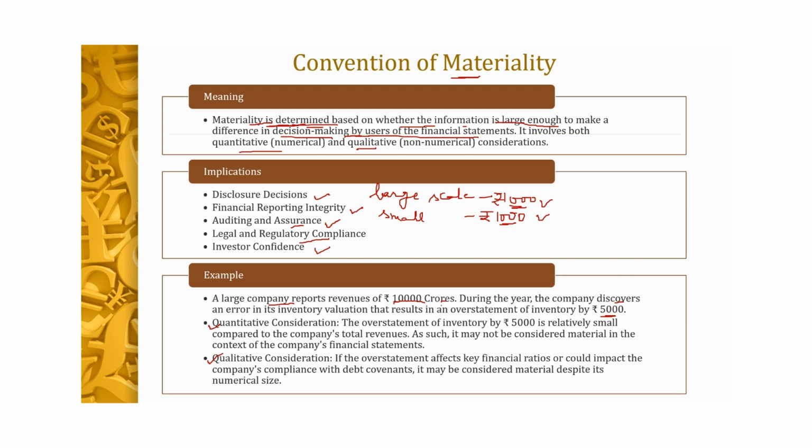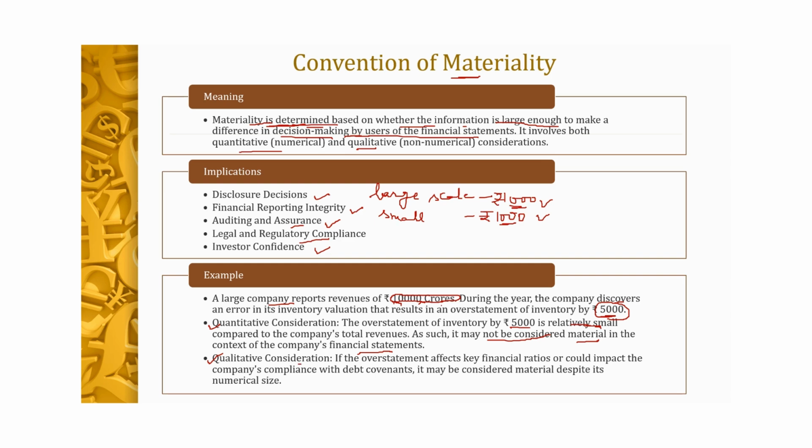Now if we compare this figure 5,000 with the overall revenue of the organization, which is 10,000 crores, this figure is relatively small. So the overstatement of inventory by rupees 5,000 is not much bigger. So we can take the decision not to consider it important information in our financial statements. तो हम इसको ignore कर सकते हैं.